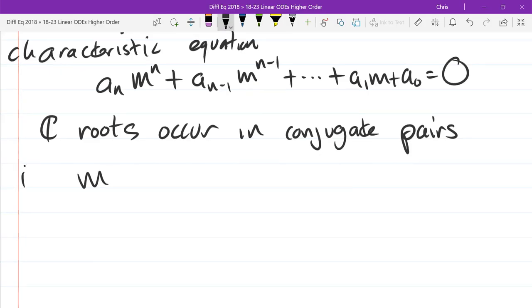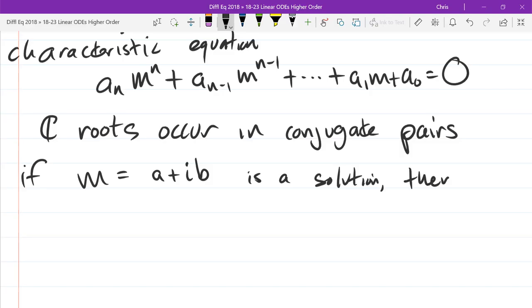So if m equals, I really don't want to use this letter, but your book does, and it'll match everything we wrote in the past. So if m is a plus ib, the reason I don't want to use a is because I'm using a with subscripts for all the coefficients up in my original polynomial. But they mean something different? Yeah. This a that I just wrote down has no subscript, so it's not really related to the other a's. So if this is a solution, then m-bar, which is a minus ib, is also a solution.